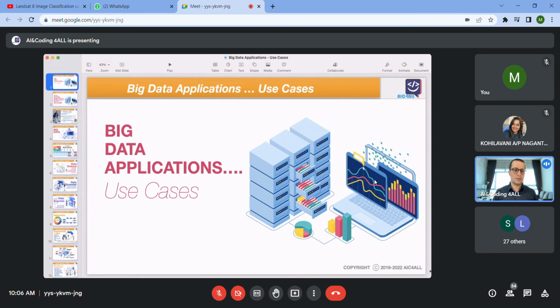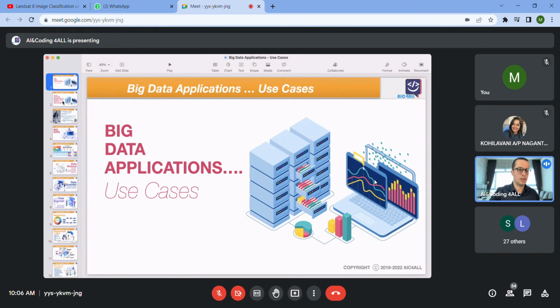So today we are going to talk about big data applications and use cases. I'm going to talk about whatever is related to this field, and at the same time, what the job opportunities are. Then we are going to talk about the applications and the involvement of big data in our daily life, in our industries, and in the fields that we normally study or work in.